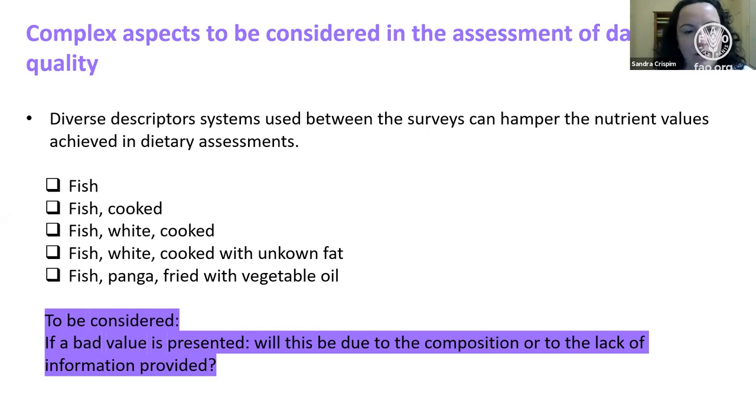We have a lot of reporting that will come in a very simplistic way. I have seen people only reporting, for instance, fish without mode of preparation, but you also should have the type of the fish. You can also give more explanation on how it was cooked, if it was fried, and what type of oil or fat was used. And this kind of difference in food description certainly will imply different quality of data. And then just to reflect on, if a bad value is presented, will this be due to the composition or to the lack of information provided?